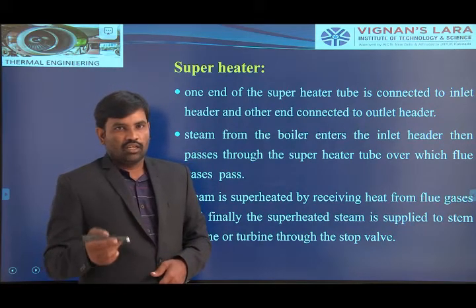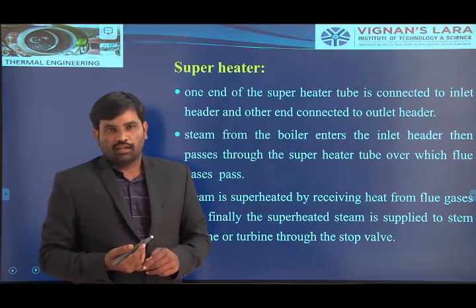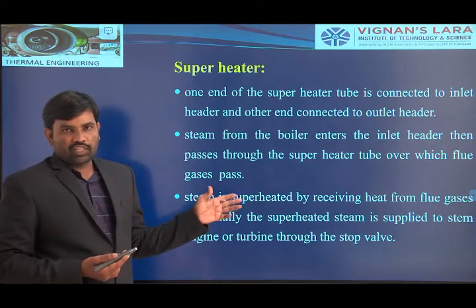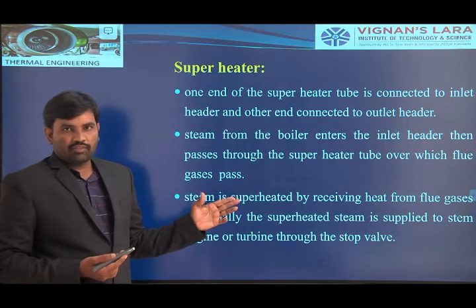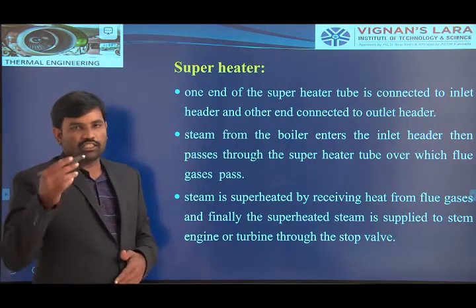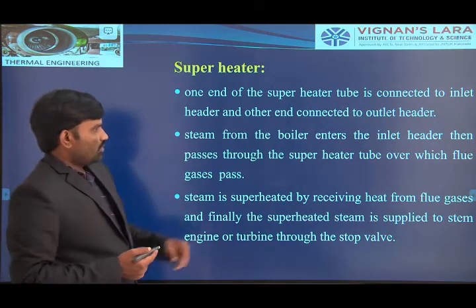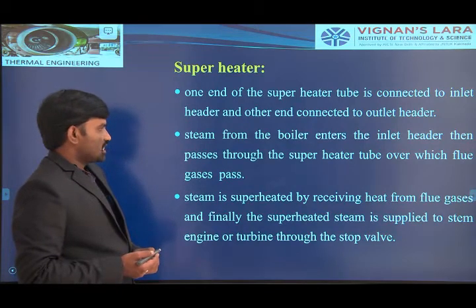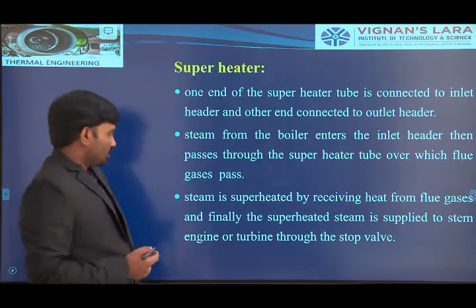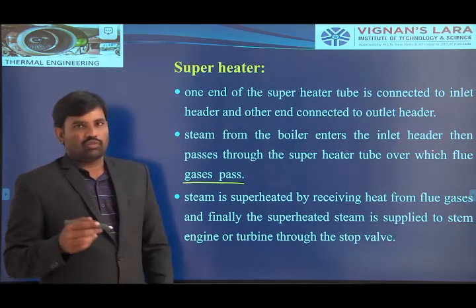During the flow of gases from the boiler combustion chamber to the chimney side, we place these devices: the boiler shell for producing the steam, economizer tubes for heating the water up to the saturation temperature, and superheater tubes for heating the saturated steam up to superheated steam. Steam from the boiler enters the inlet header, then passes through the superheater tube over which flue gases pass. With the help of flue gases' energy only we heat the generated steam in the superheater section.